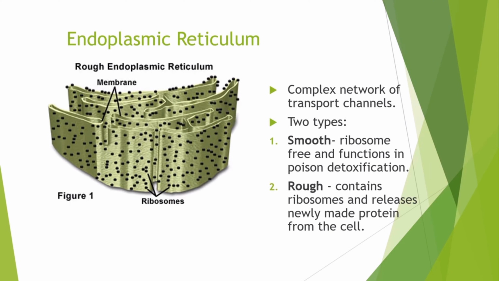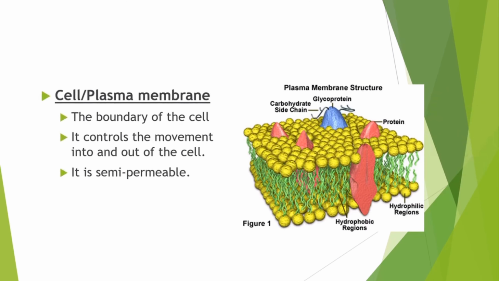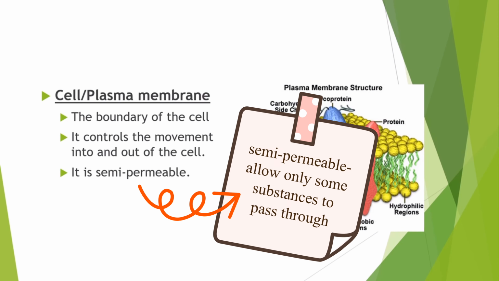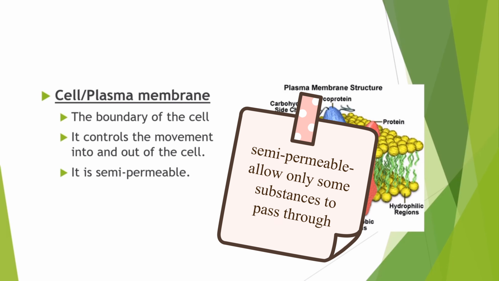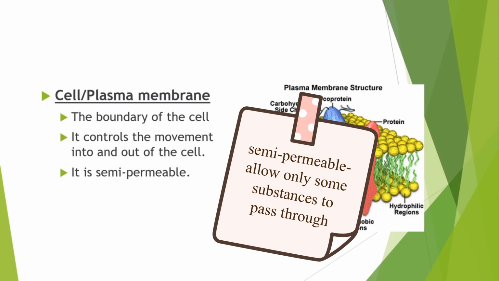We also have the cell membrane, or what we call the plasma membrane. This is the boundary of the cell. It also controls the movement of materials into and out of the cell. And it's semi-permeable. Semi-permeable means it will only allow some materials to pass through it.